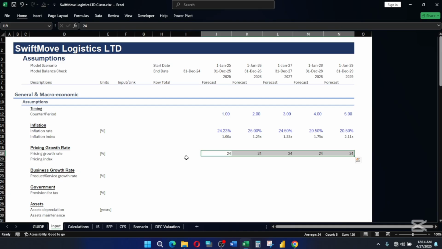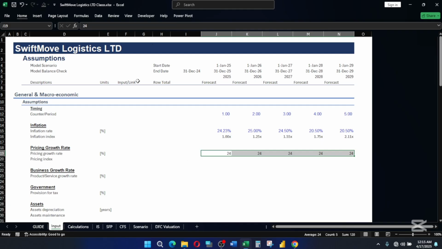So you are just doing this to enable you build your model completely, right? You don't want to leave any stone unturned. That is why you want to at least have this percent as the pricing growth rate annually. Right? So that is what we are going to be doing.